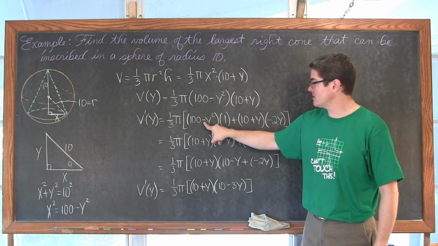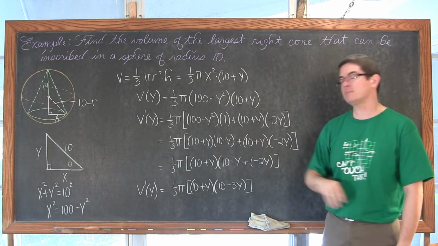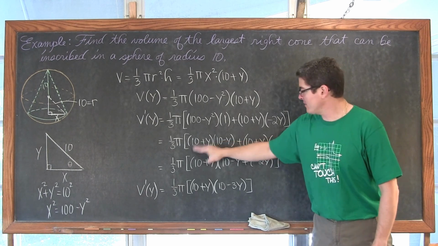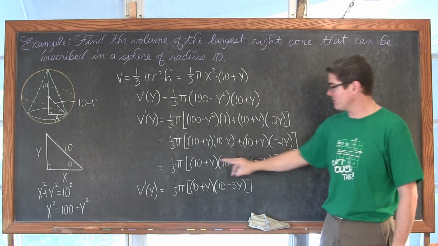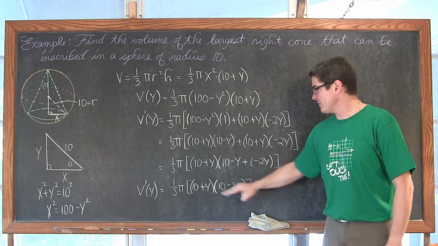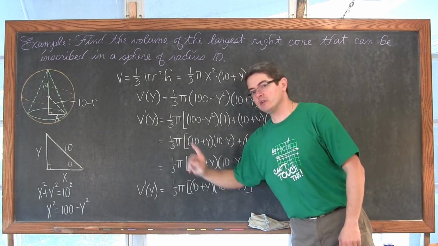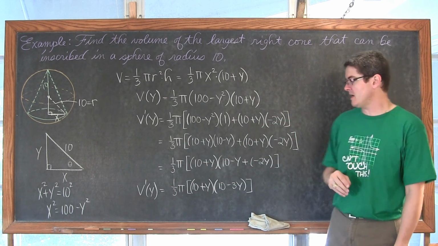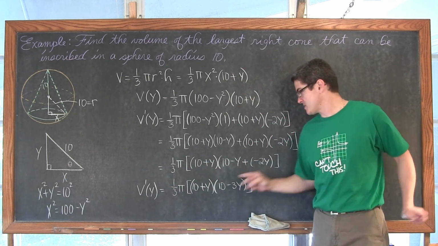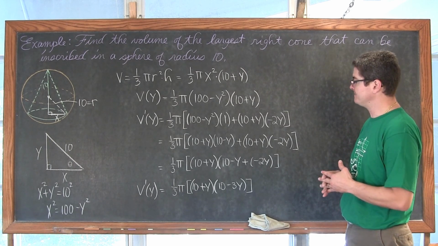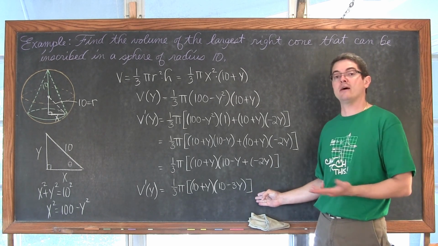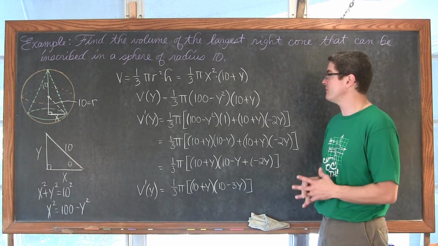So if I factor that difference of squares, we get 10 plus y times 10 minus y. We have a common factor of 10 plus y. We go ahead and factor that out. And this simplifies down to the first derivative is equal to 1/3 pi times 10 plus y times 10 minus 3y. Okay, now we need to find some critical values. Where's the first derivative equal to 0 and undefined, like we said?